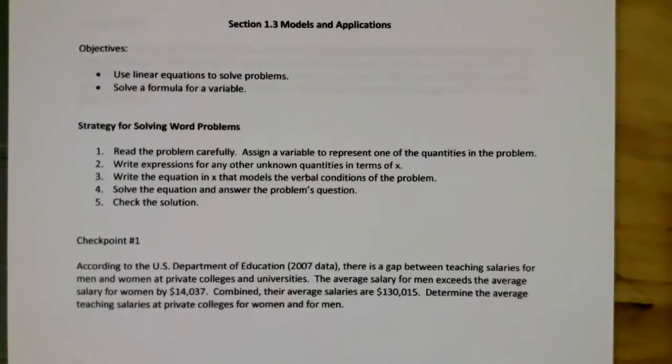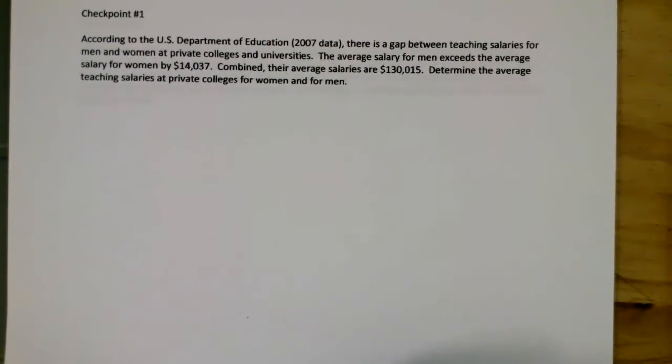So the first example that we will look at is this. According to the U.S. Department of Education 2007 data, there is a gap between teaching salaries for men and women at private colleges and universities. The average salary for men exceeds the average salary for women by $14,037. Combined, their average salaries are $130,015. Determine the average teaching salaries at private colleges for women and for men.